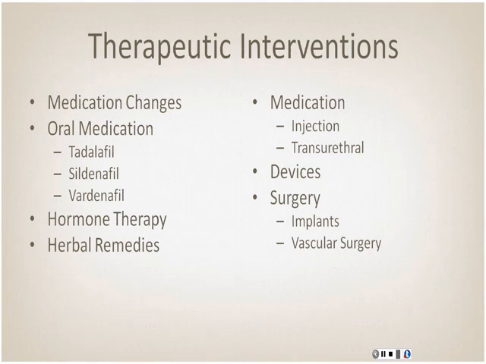So therapeutic interventions, we may need to do some medication changes if they are currently taking medications that can cause problems with erectile dysfunction. They can start taking oral medications. The ones here are Cialis, Viagra, and Levitra. They may need hormone replacement therapy or hormone therapy to get their hormone levels back in balance. There are also some herbal remedies that can be used, like yohimbe, DHEA, ginseng, or ginkgo biloba.